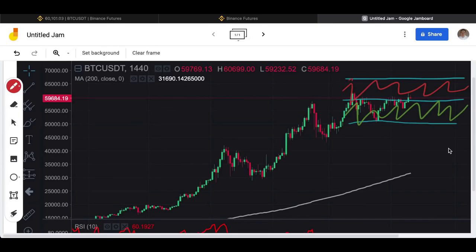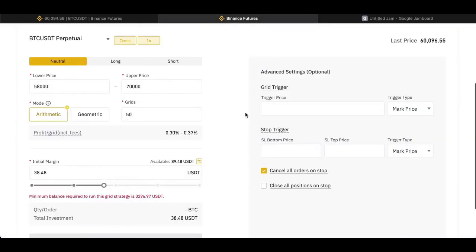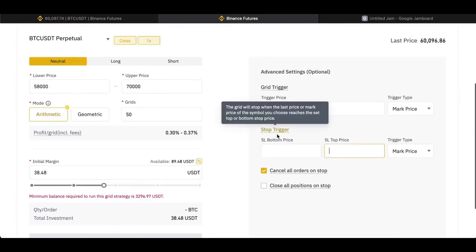You can definitely lose money. If you're buying in right here and the price falls, you can still lose money. Just like any other trading strategy, you are at risk here. If you do want to set that stop trigger, just set the price as you can see here, and then you can choose to basically cancel all of your orders, come out of all of your trades, and essentially the bot will stop trading for you.